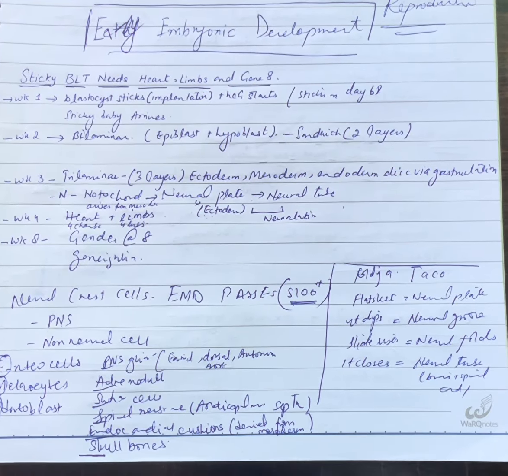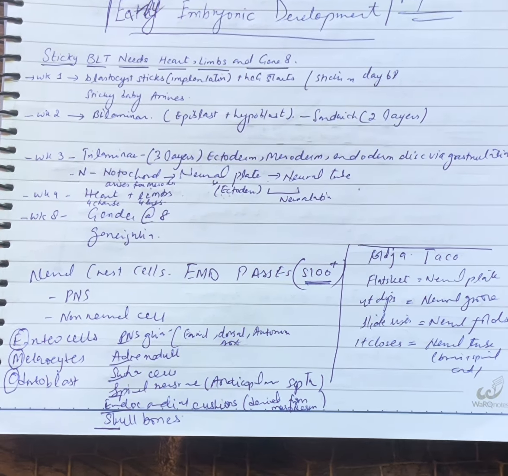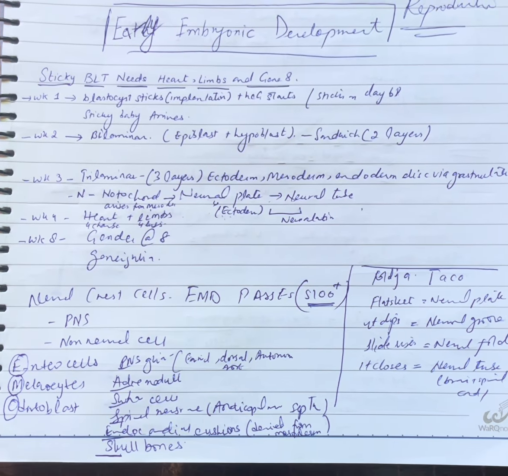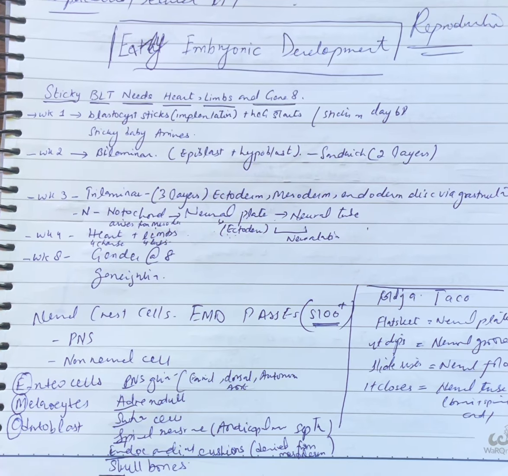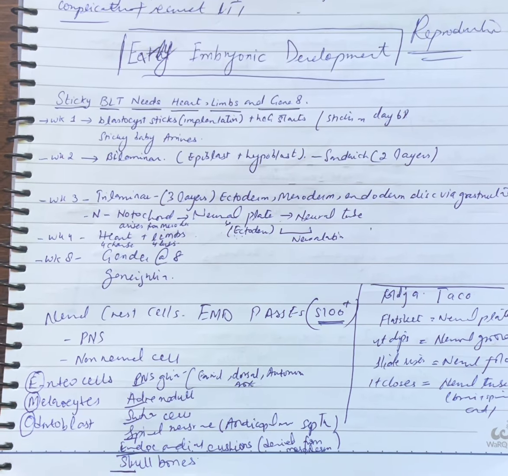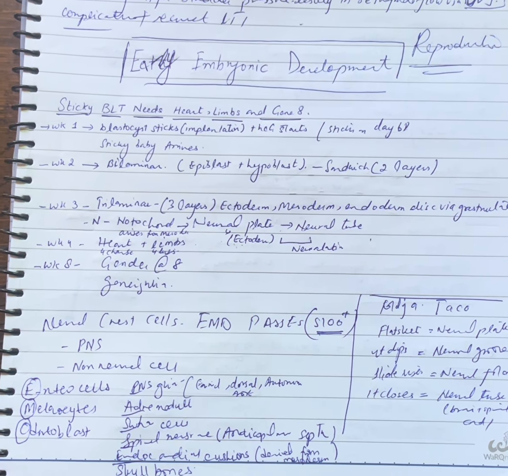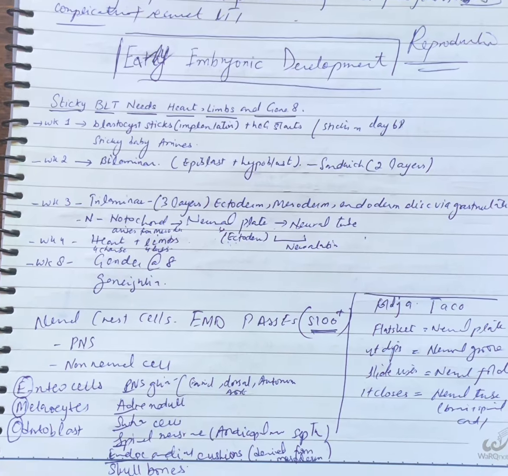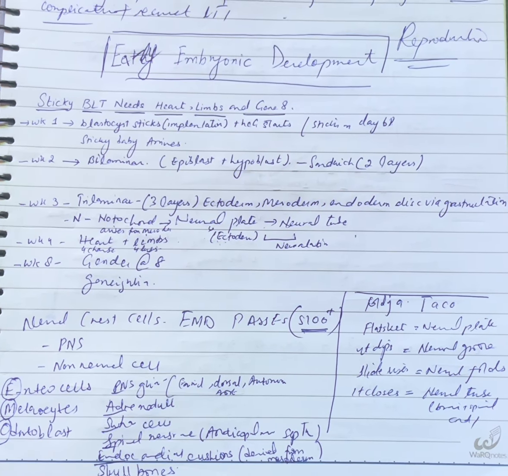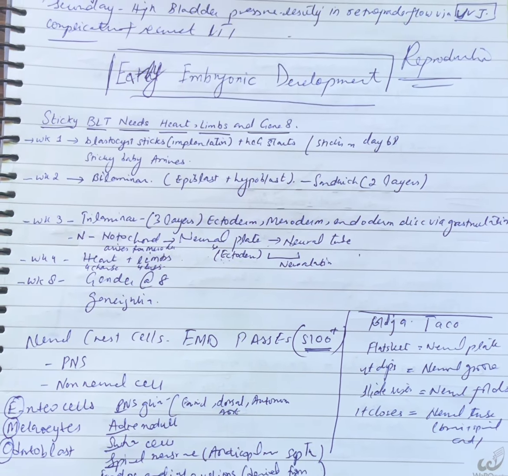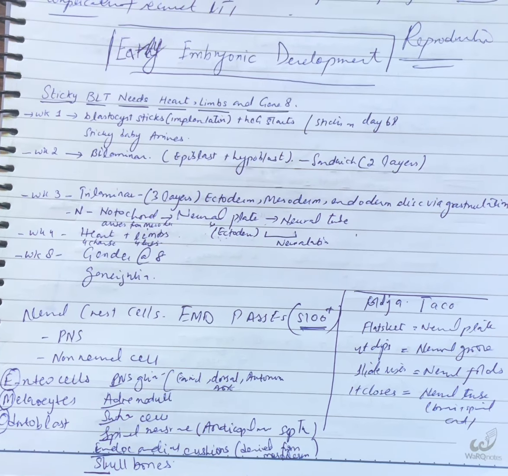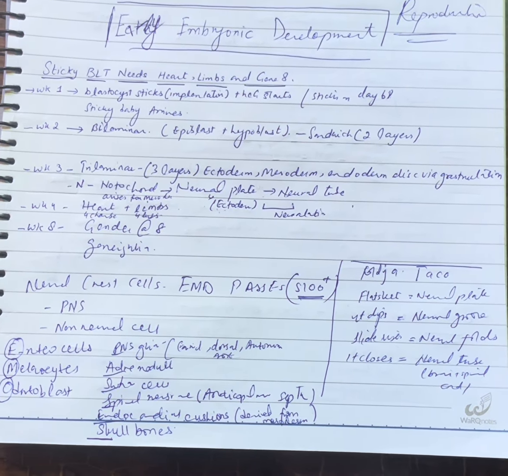Then we talk about the neural crest cells. Neural crest cells are S100 positive, and the derivatives of the neural crest cells can be remembered by the mnemonic EMO passes. In these derivatives there are some components of the peripheral nervous system and some components of the non-neuronal cells. So EMO: E is for enterochromaffin cells, M is for melanocytes, O is for odontoblasts, and for the word passes, P is for PNS glia.